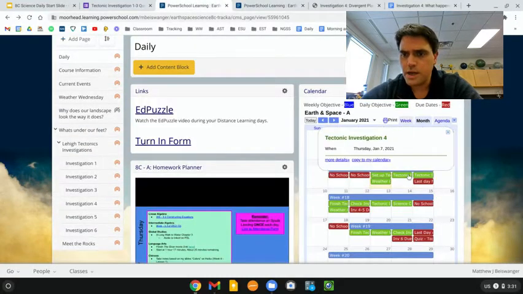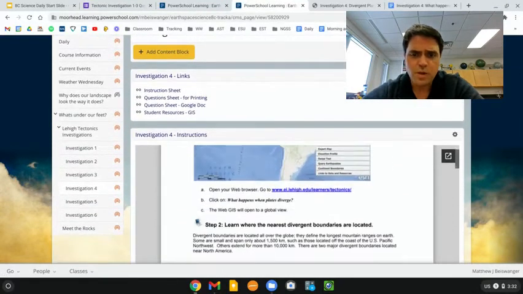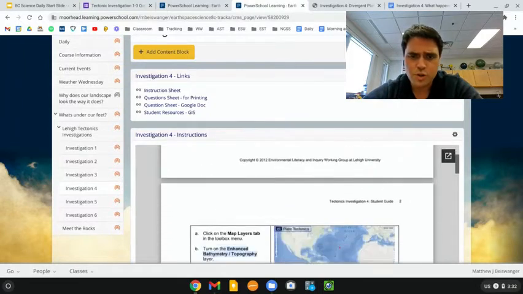We're looking here today at Thursday, January 7th. Your main goal today is to finish Tectonic Investigation 4. We got that started yesterday in class. So as you buzz through here, hopefully in class you got through step 2.